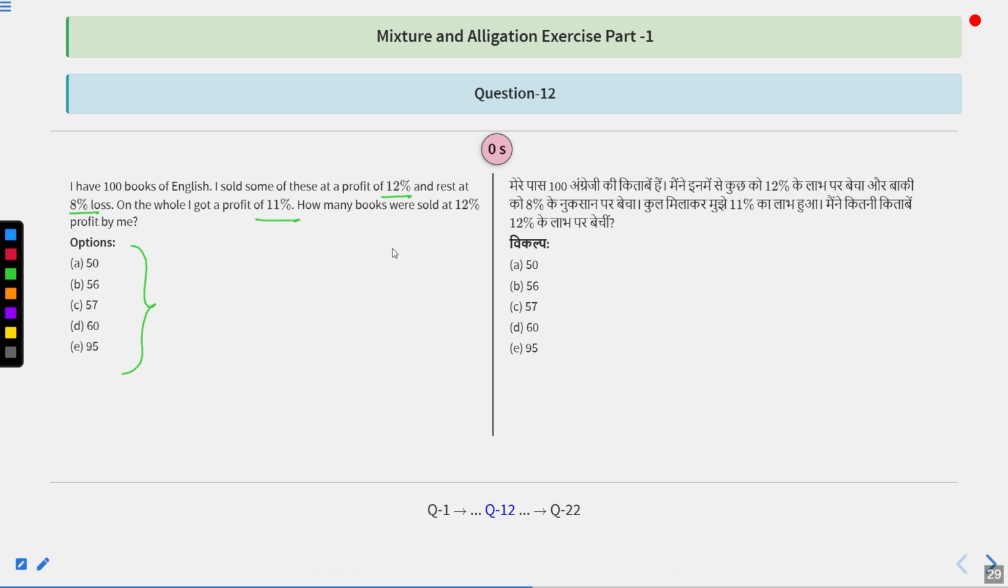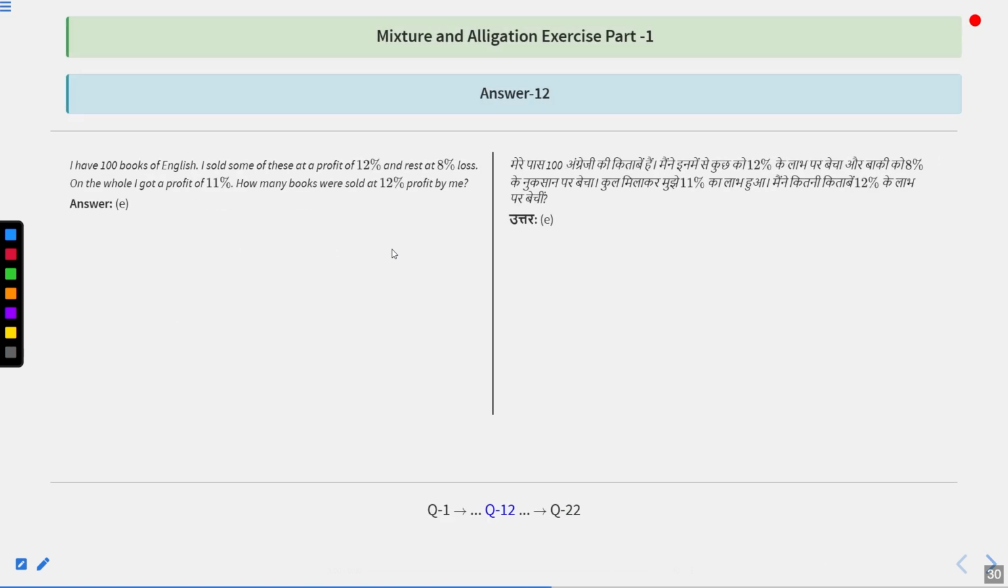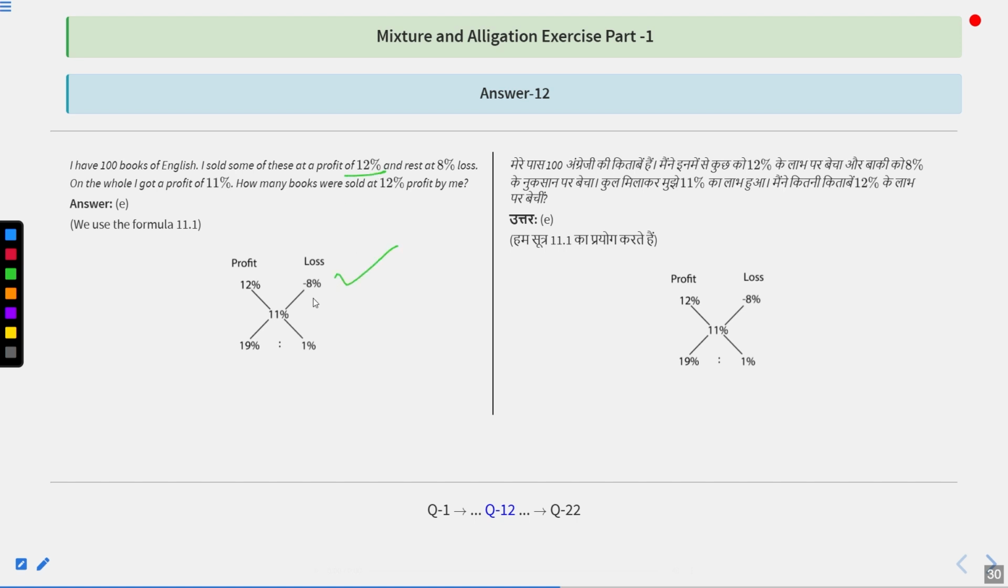Now time's up. Let's see the solution. Now, the question says that there will be a profit of 12% for selling some books and there is some loss, which is 8%. And on average he got a profit of 11%. So what will the ratio become? 11 minus (minus 8) becomes 19 and 12 minus 11 becomes 1. So the ratio is 19 ratio 1. It means the total quantity will be 20 units.